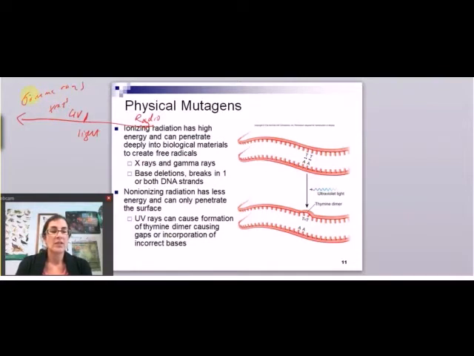X-rays and gamma rays come from radioactive materials. And X-rays pass through your body. They have so much energy that they actually go through you and pass through your cells. And as they pass through your cells, they can hit the DNA. And they're carrying so much energy that they literally snap the DNA in half. And when it snaps the DNA, it can make ragged edges.